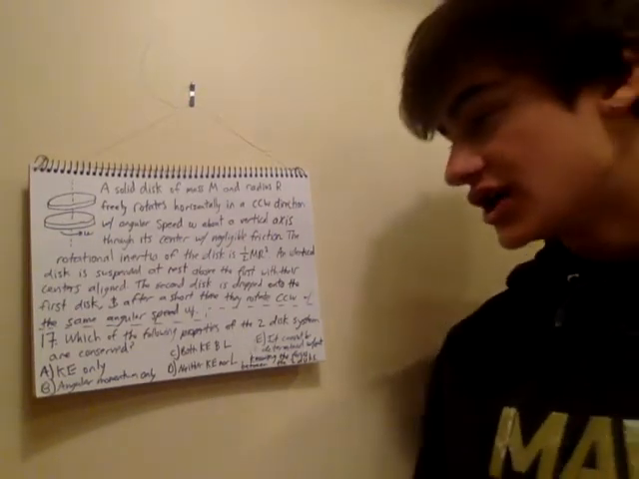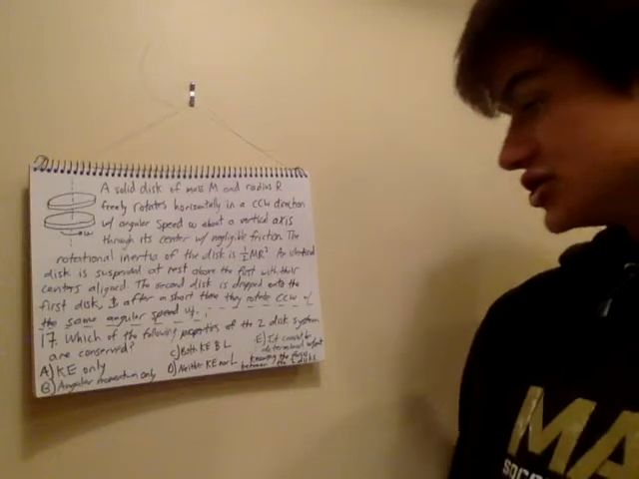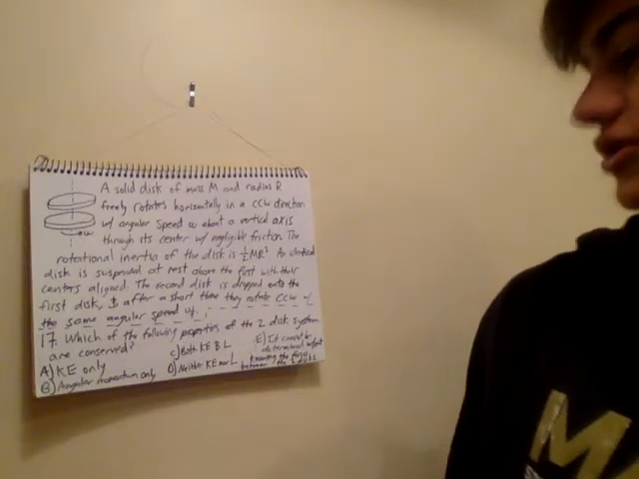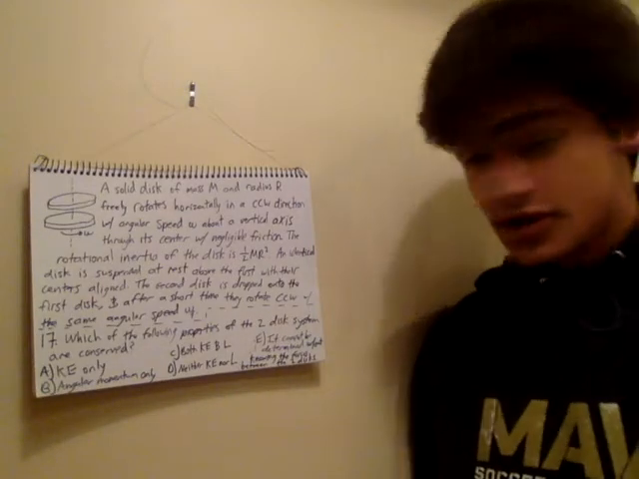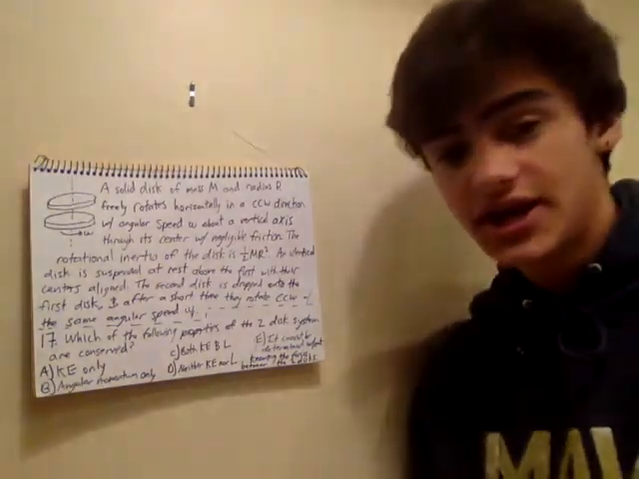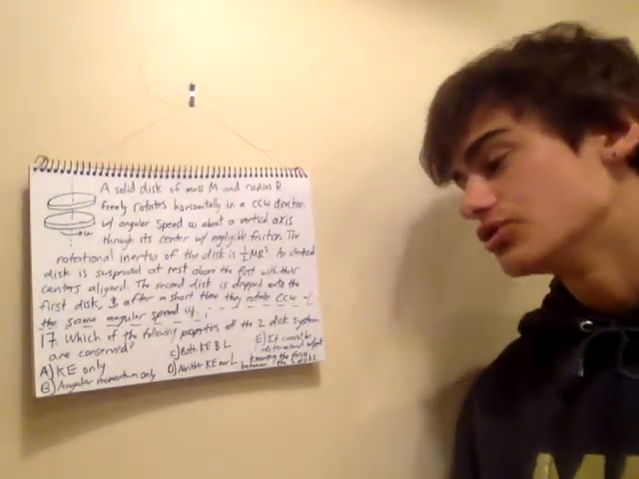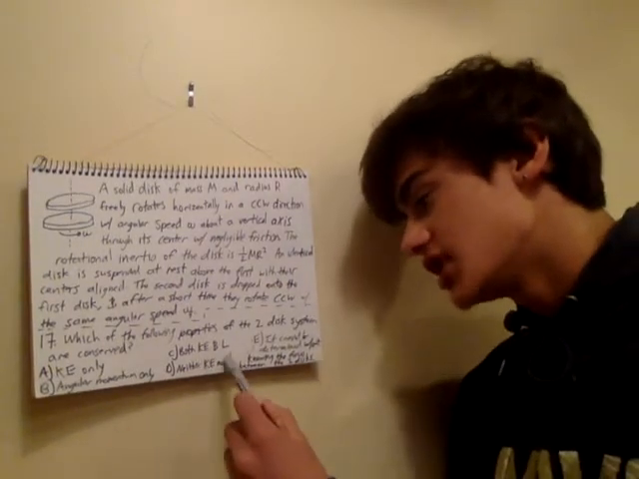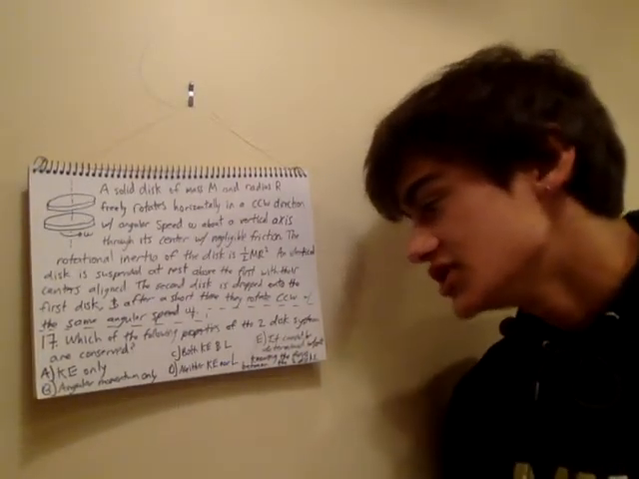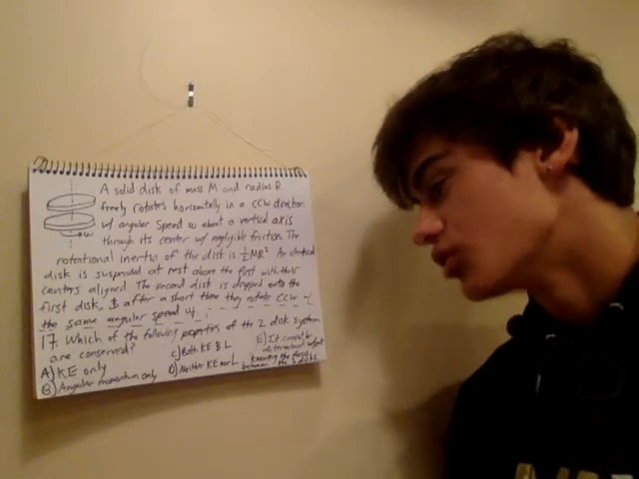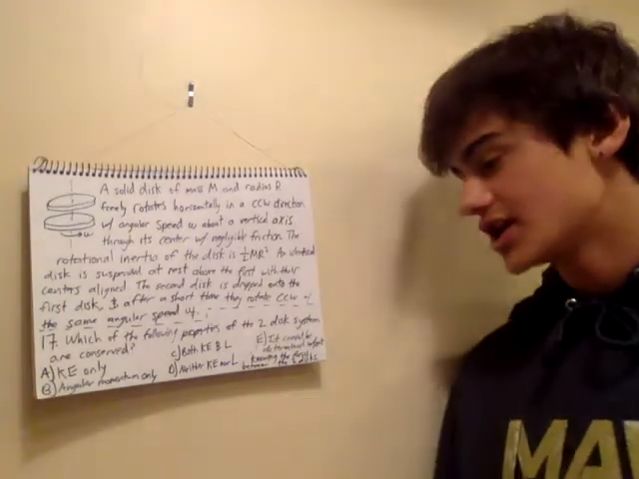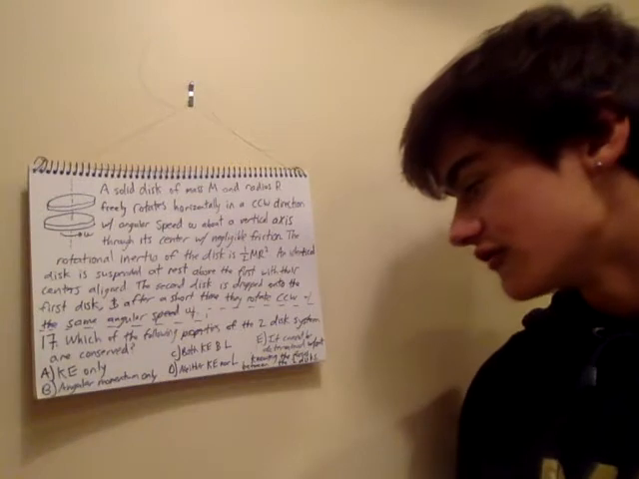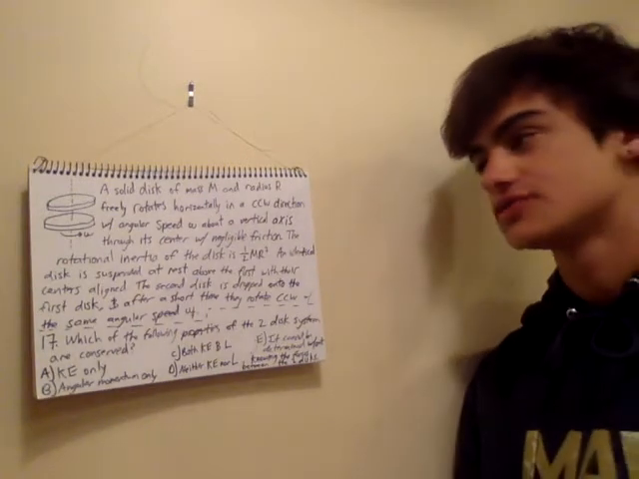Question 17 asks us which of the following properties of the two-disk system are conserved. Answer A is kinetic energy only. Answer B is only angular momentum. Answer C is both kinetic energy and angular momentum. D is neither kinetic energy nor angular momentum. And E says it cannot be determined without knowing the forces between the two disks.